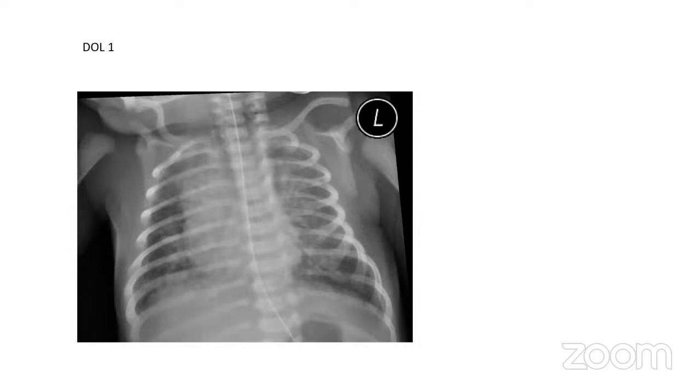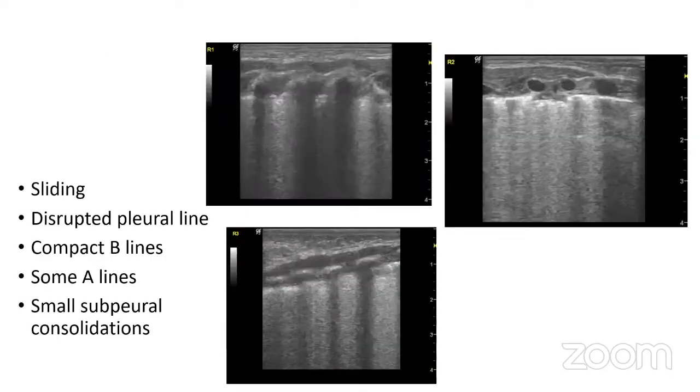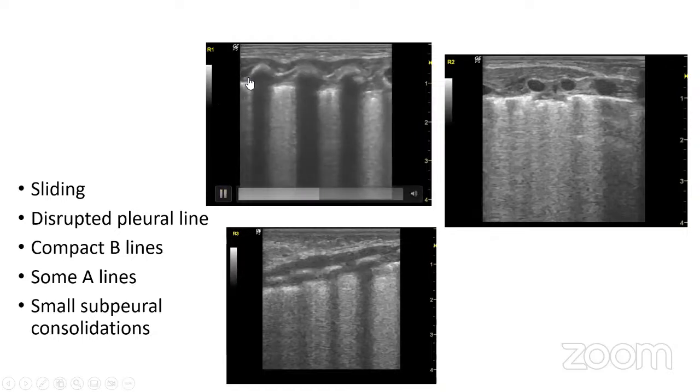It's not so bad as the previous one we saw, but we can appreciate the patchy infiltrates in all the pulmonary fields. And I did a lung ultrasound, where we can see that the pleural line has good sliding.